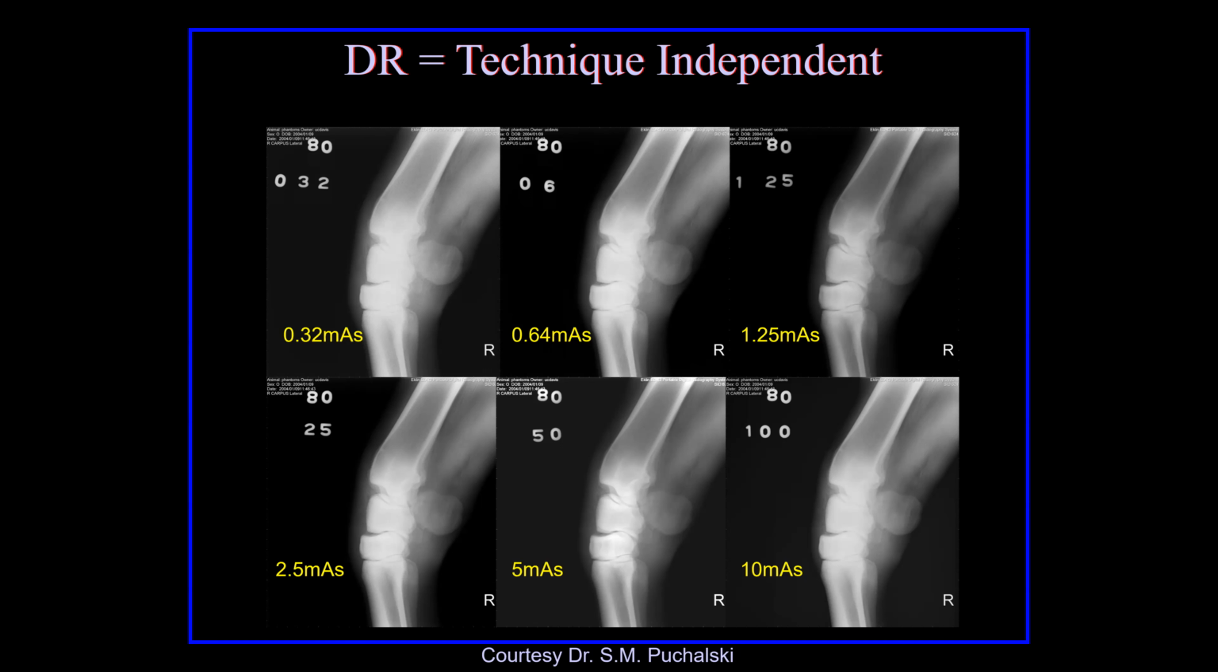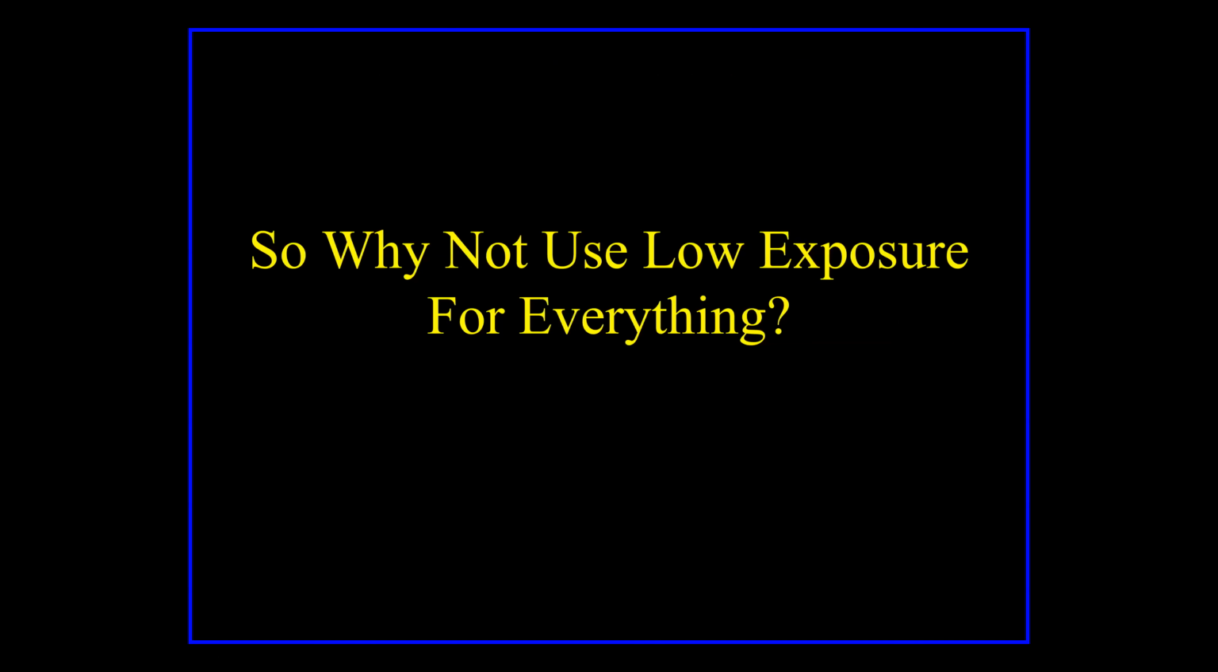Now, the key is for radiation safety wise though, do you think it would be better to always shoot the x-rays at 10 MAS or at 0.32 MAS? And the answer is, for radiation safety wise, you want to use the lowest amount of technique, the lowest amount of x-ray energy that you can get away with and still get a good film. And so radiation safety wise, we would want to shoot everything at 0.32. So why not? Well, there's a reason why not. And let's look at that.